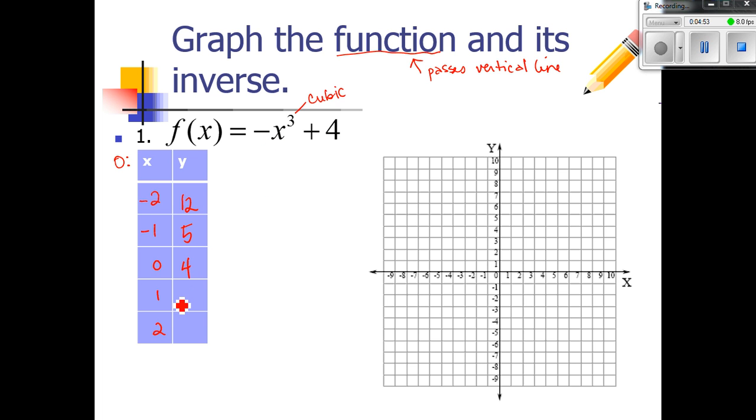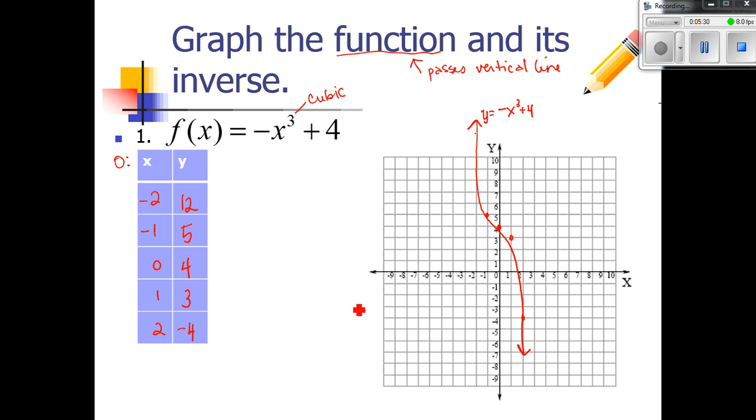0 is going to be 4. 1 cubed is 1, times the negative is -1, plus 4 is 3. And 2 cubed is 8 times the negative is negative 8. That would give me negative 4. So I'm going to go ahead and graph this function, negative 2, 12 is kind of off the charts there. Negative 1, 5, 0, 4, 1, 3, and 2, negative 4. I know that my basic shape is going to look something like this. And this is my original.